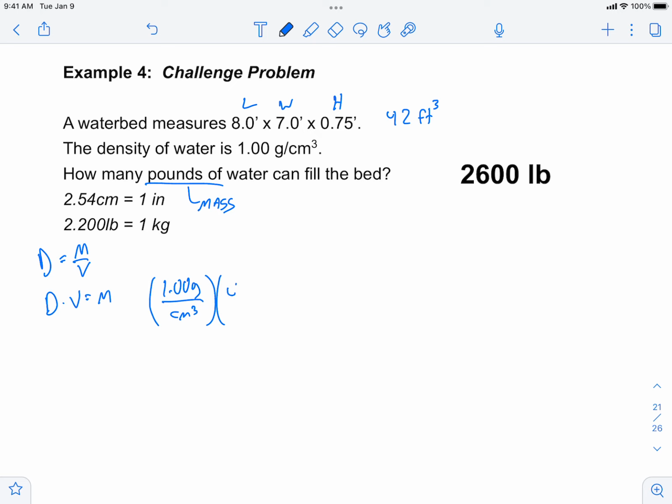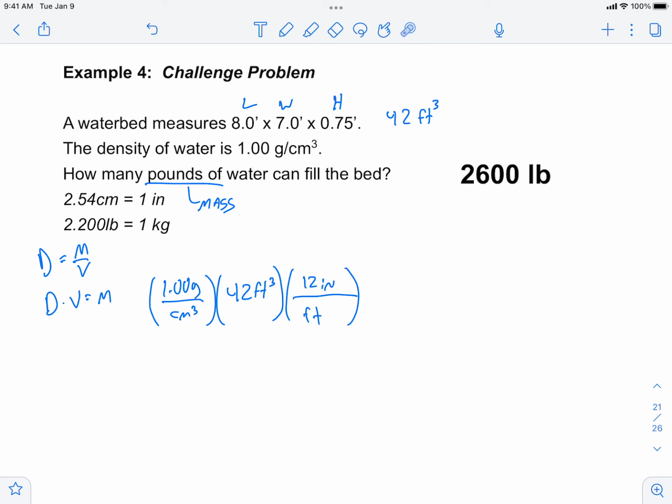My volume units are incongruent with my density, meaning the volume units do not cancel. What can you do if you have cubic feet, but you need to cancel cubic centimeters? Yeah, let's convert them. You guys know how to do this. So I'm going to add to this. All right, what do I know about feet? 12 inches. Okay, a foot is 12 inches.